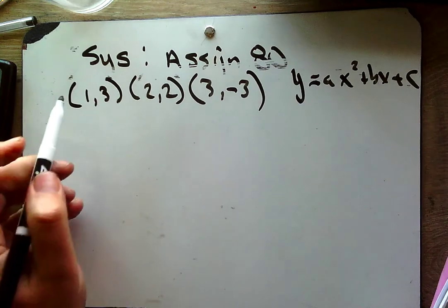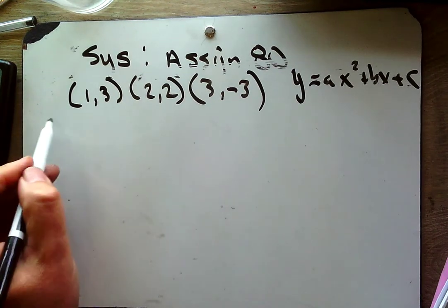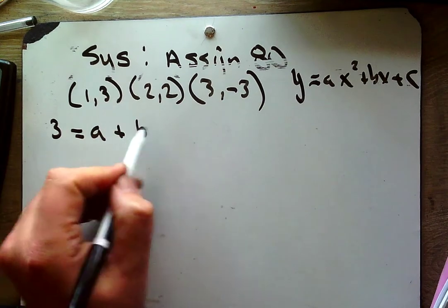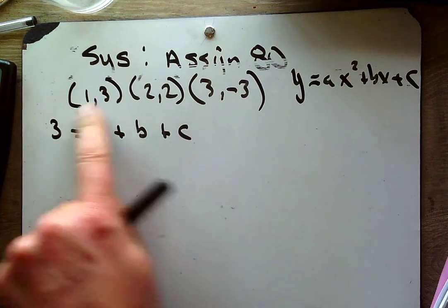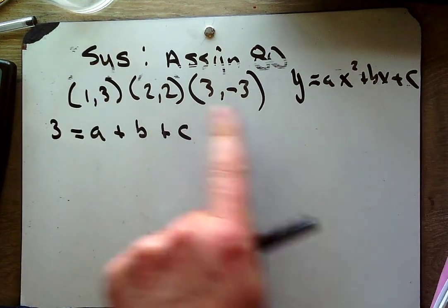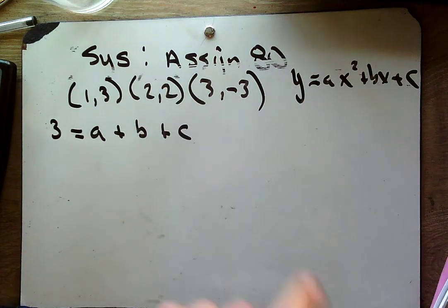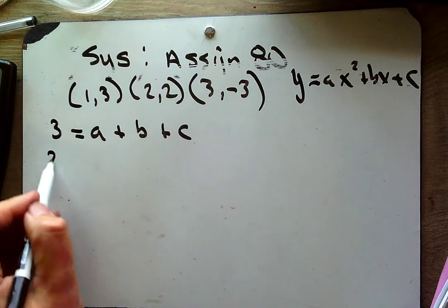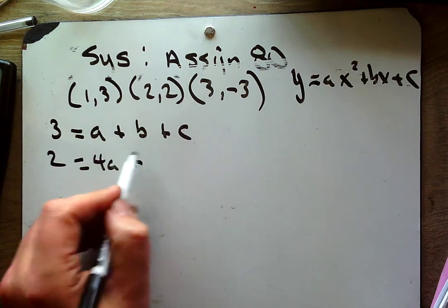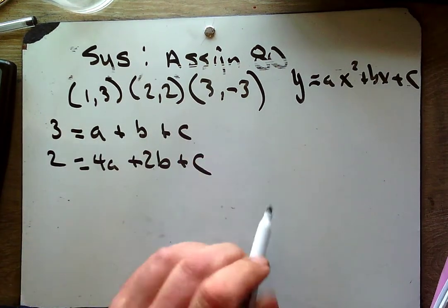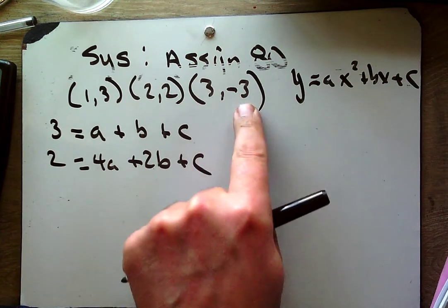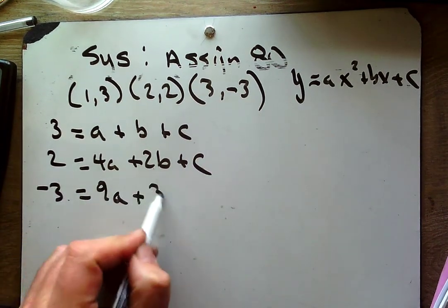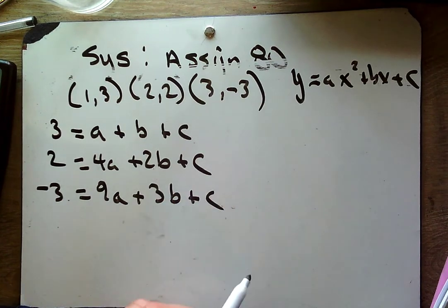Hey, welcome back. Did you write 3 equals a plus b plus c when you plugged in a 1 for the x's and a 3 for the y? Don't forget to plug in the x and the y, 2 for a plus 2b plus c, and finally I'm plugging in a 3 and a negative 3. Negative 3 equals 9a plus 3b plus c.